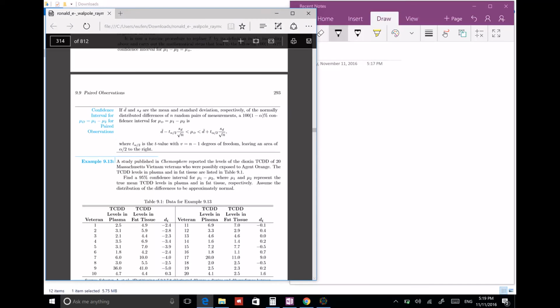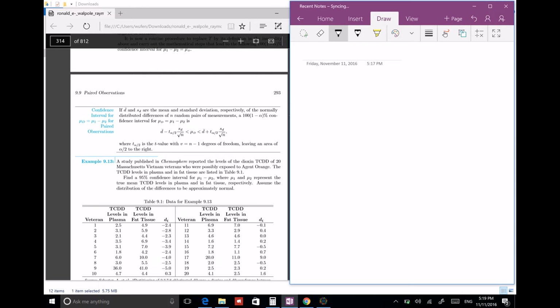So basically, we have the difference D, which normally will be given to you, or if it's not given, you can use your calculator or software to find the difference, minus t alpha of 2, which can be found from the table, and SD, which is the standard deviation.